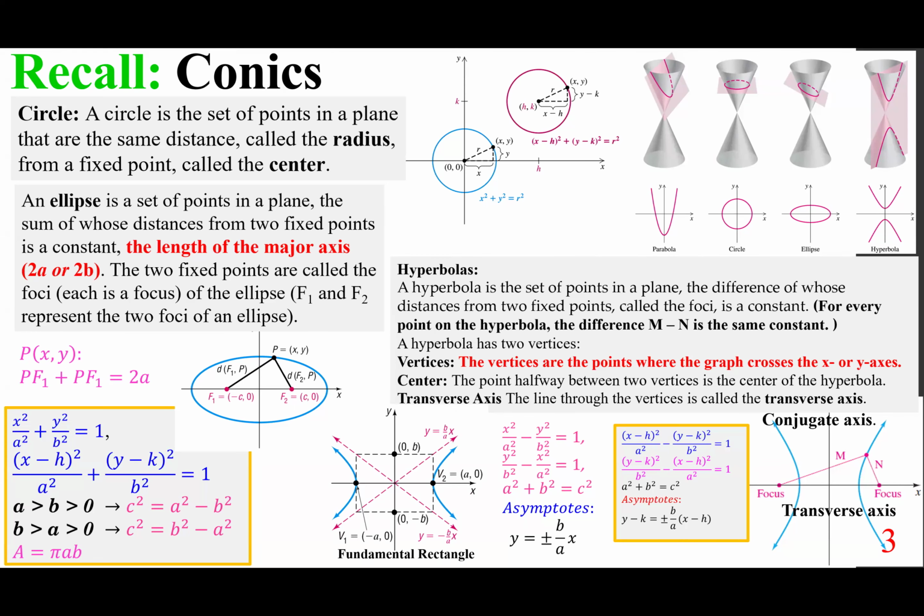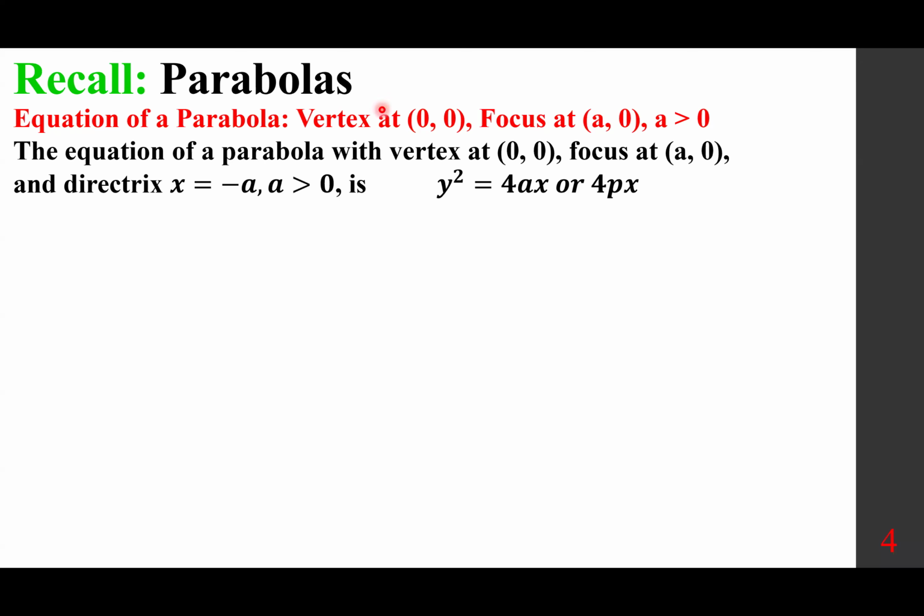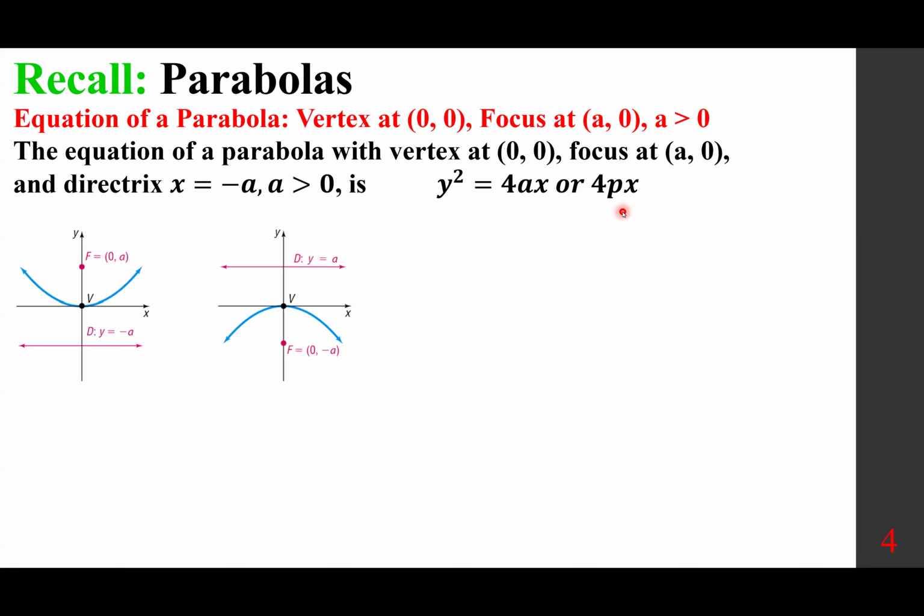Parabolas. Equation of a parabola where the vertex is at 0, 0, and the focus is at a, 0, a larger than 0. The equation of a parabola with vertex at 0, 0, focus at a, 0, and directrix x equals minus a, is y squared equals 4ax or 4px. I'm going to discuss the a and p with you in a moment. So it opens up or down. The vertex is at 0, 0. And as you recall from intermediate algebra, y equals ax squared.